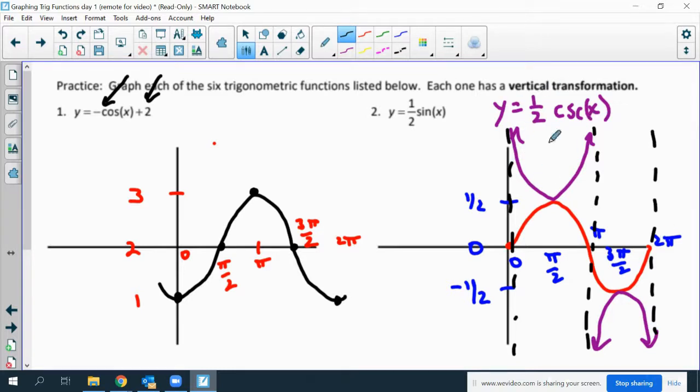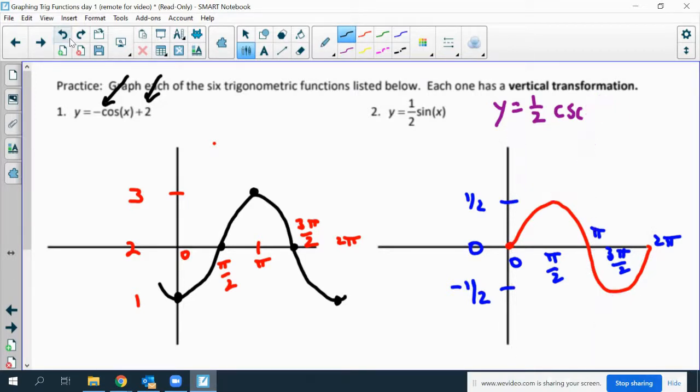But if it was the cosecant, I drew that in purple. But that's not what your problem is, so I'll erase that real quick and leave the answer for just what your problem is up.